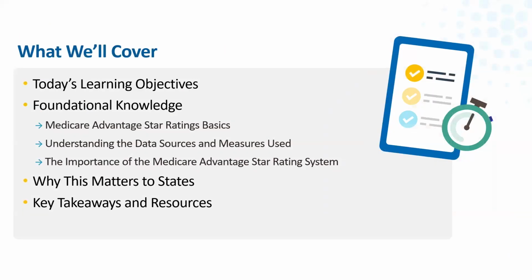Now let's review what we'll cover today on the Medicare Advantage Star Rating System. We will start by reviewing the learning objectives for those engaging in this training. Then we will shift to the foundational knowledge portion of the training, which will begin with background information on DSNPs and some basic features of the Medicare Advantage Star Rating System. We will also cover the data sources and measures used in the rating system, as well as its importance to potential enrollees, health plans, and the Centers for Medicare and Medicaid Services.